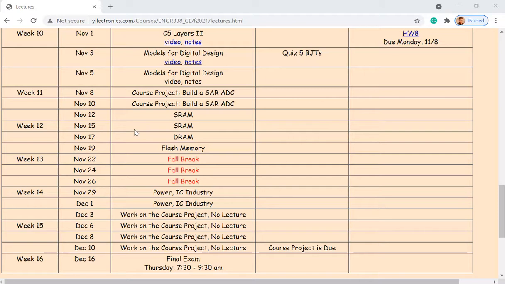And so Monday and Wednesday next week, I'm going to cover the circuit design for the SAR ADC, which is part of the work. You can see the poster in Burn Hall. Do you see that one? So it's going to be very similar to that one. That's the course project of this class.